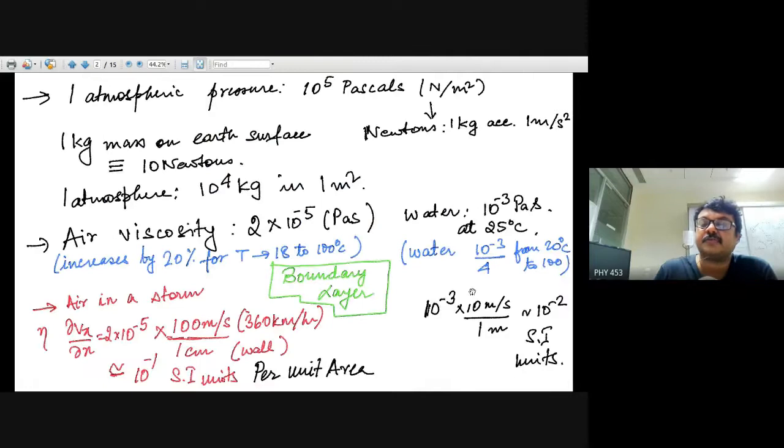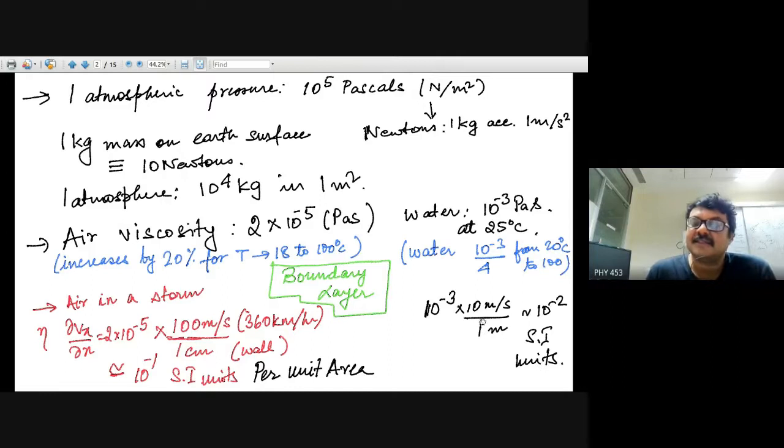Then the force that you would feel is 10 to the power minus 3 into 10 meters per second, and suppose 1 meter is the length scale over which the velocity changes. The wall is static, and you are moving. Then the force that you will get is 10 to the power minus 2 SI units. Obviously, that's extremely small, right? And that's not what your experience is. You have to actually pull quite hard to swim, if you have had that experience in a pond, a swimming pool, a river or a lake.